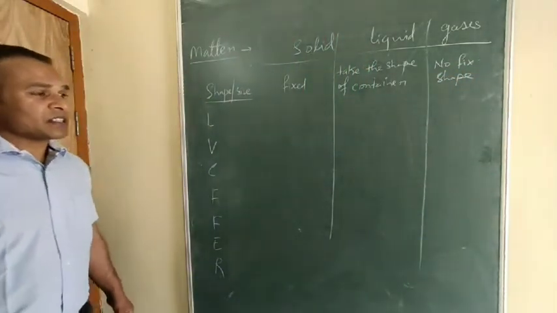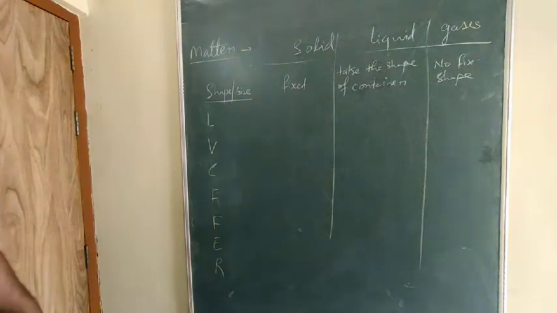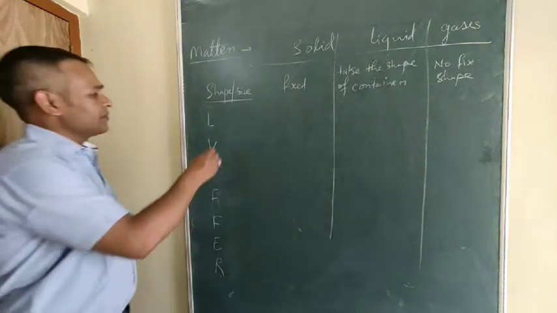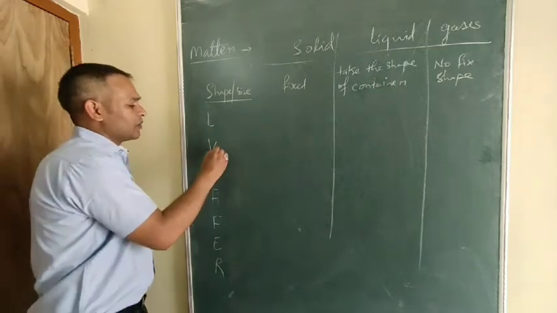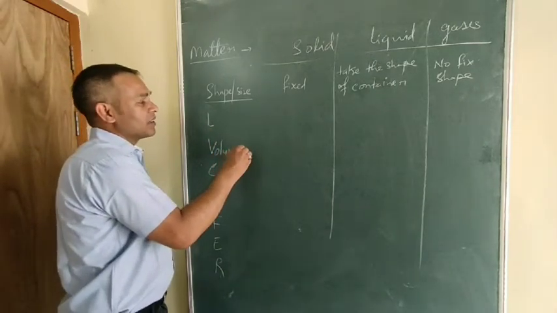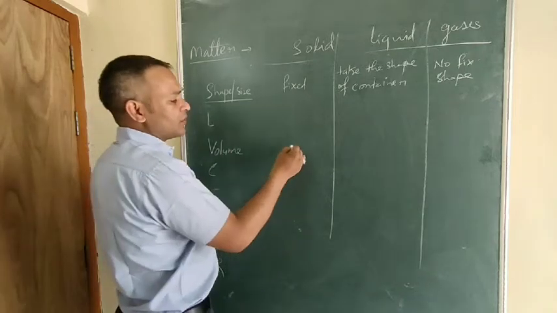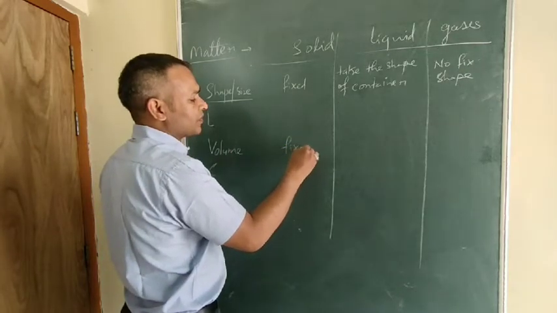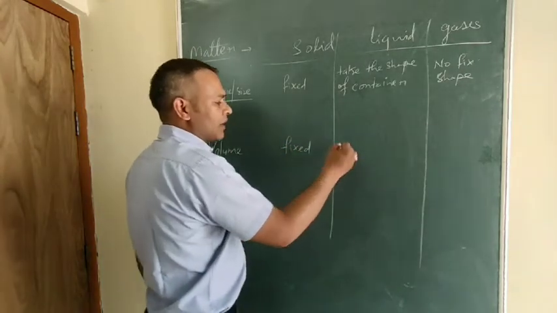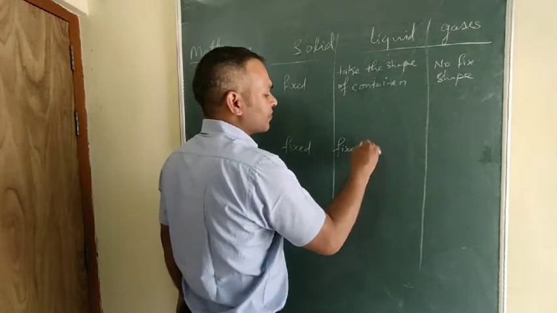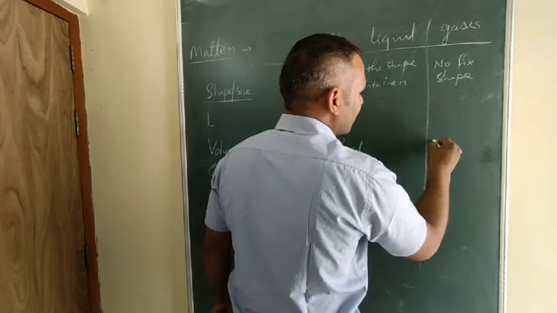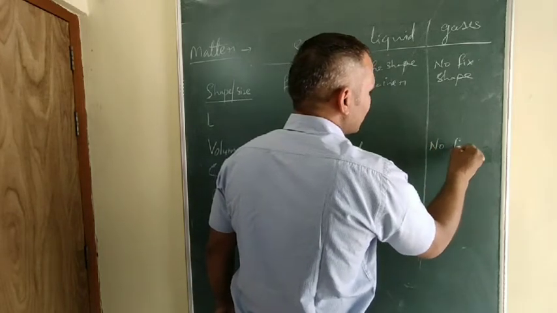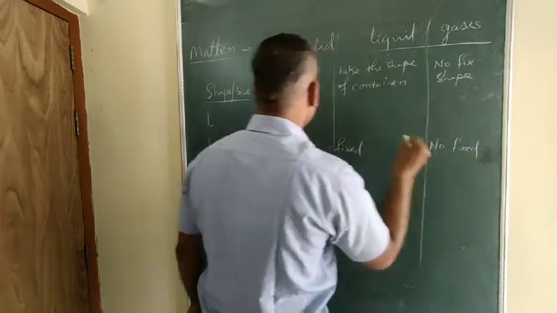Now the next thing is less space. स्पेस की बात करेंगे, पहले वॉल्यूम की बात कर लेते हैं. Volume. Solid is having fixed volume, liquid is also having fixed volume, but gases are not having fixed volume. Randomly they move.